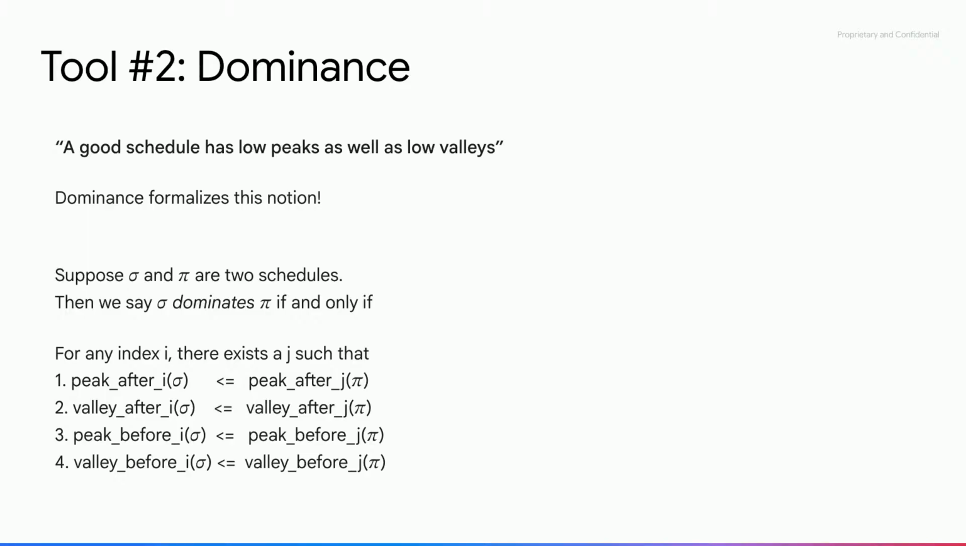which is, for any index i, any position i in the schedule sigma, there is some index j, some position j in the schedule pi, such that the peak usage after i in sigma is lower than the peak usage after j in pi. Right? And the same is true for valleys. If you look at the minimum usage, the best valley after i in sigma, that's still lower than the best valley after j in pi. And the same is true for before. So 4 conditions, all symmetric. But the important thing is that for any index i, there exists some j. I think that's the right order of quantifiers.